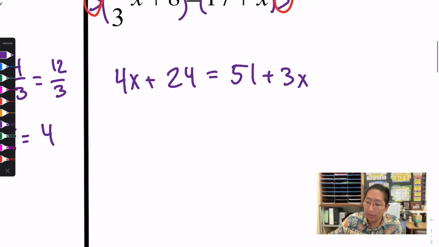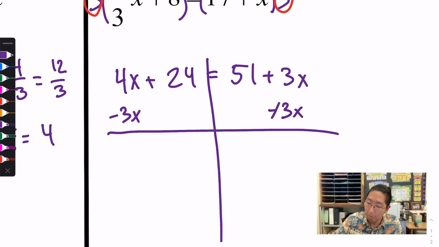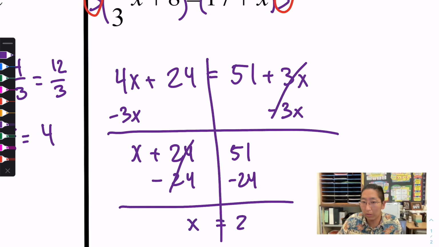Now I'm going to go ahead and solve. Now that I don't have fractions, this is a lot easier. The numbers are kind of big, but it's okay. I'm going to subtract, get x on one side, right? So minus 3x. I get x plus 24 equals 51. Subtract 24. Got the units on the other. x equals 27. 51 minus 24 is 27.